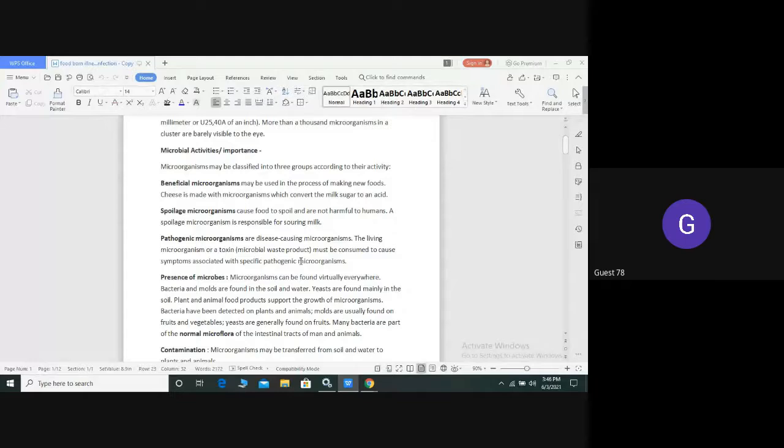So they are sometimes pathogenic in nature, and some microorganisms release toxins. The living microorganisms or their toxins must be consumed to cause symptoms associated with a specific pathogenic microorganism. Different types of bacteria and microbes produce different particular infections. So these pathogenic bacteria and microbes are very harmful, which we are going to discuss here.